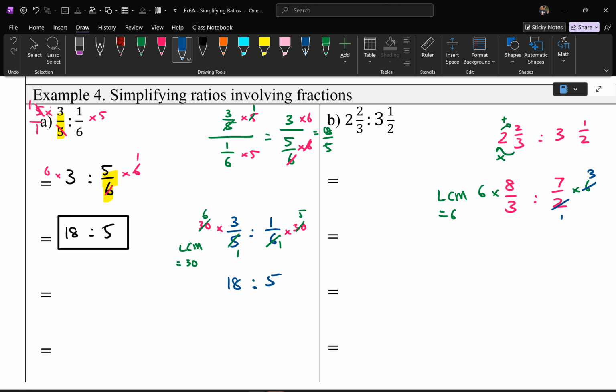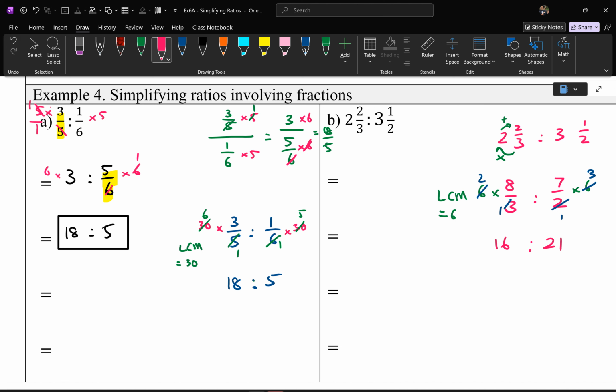Then you look at this one, 6 and 3, what's a common factor? 3. So 3 goes into 3 once, and 3 goes into 6 twice. Very good. So that becomes 2, 1. So that means your new fraction, 2 times 8, 16. And this one is 3 times 7, 21. So you get your answer in one go.